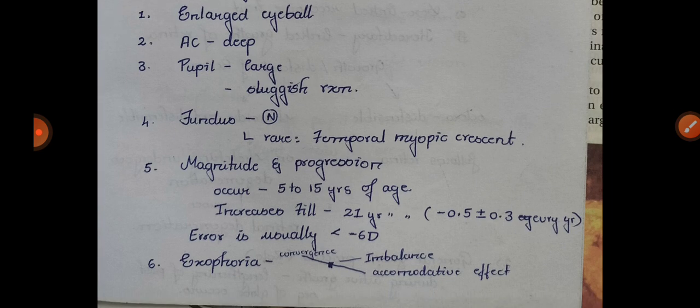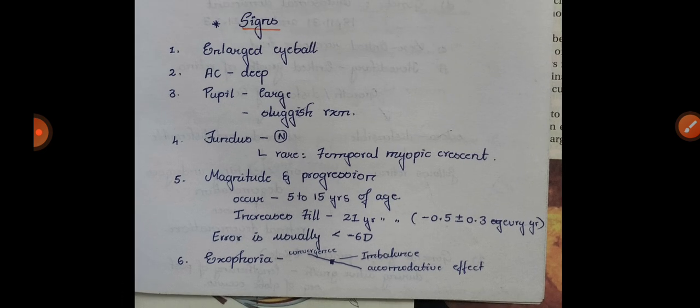Exophoria may be seen, that is divergent squint. There is an imbalance between convergence and accommodative effort, that's why exophoria is seen. These are the signs of simple or school going myopia.